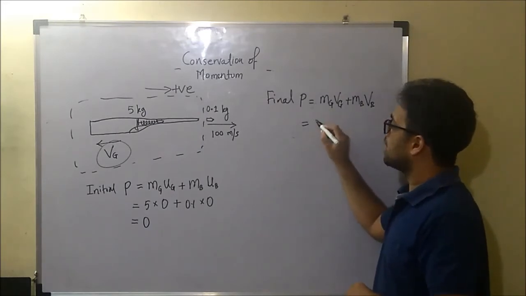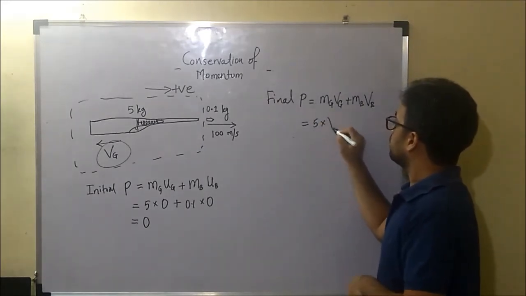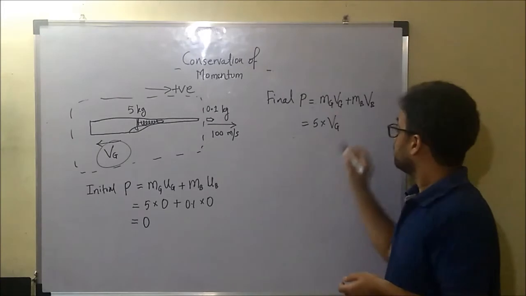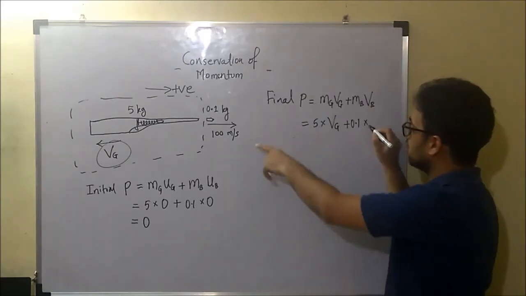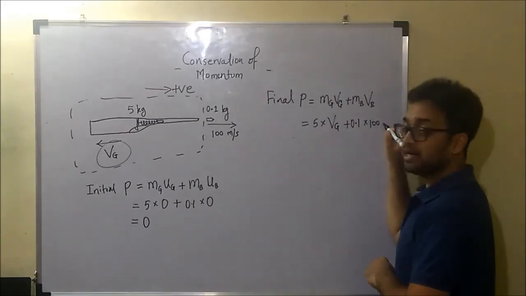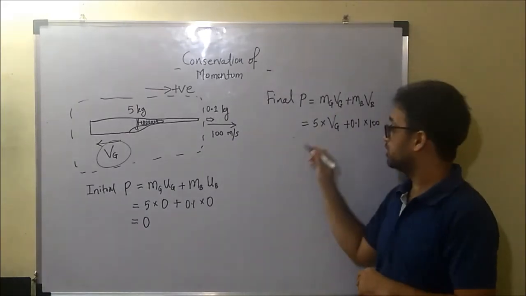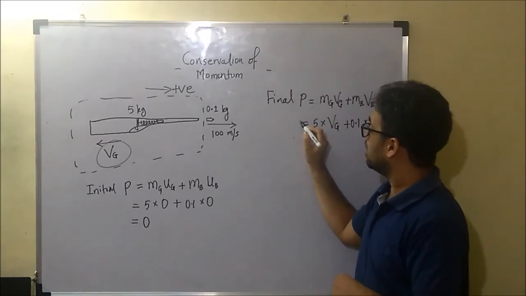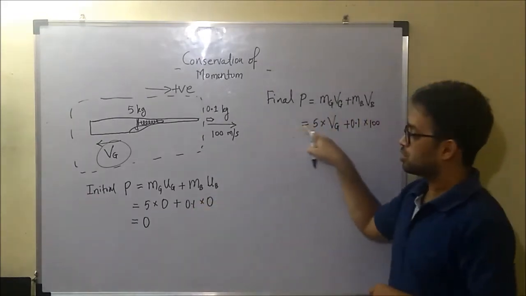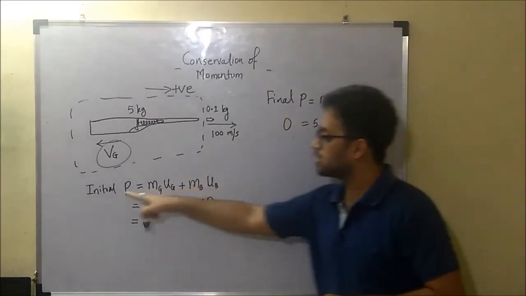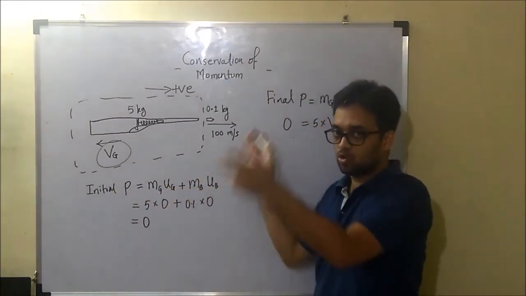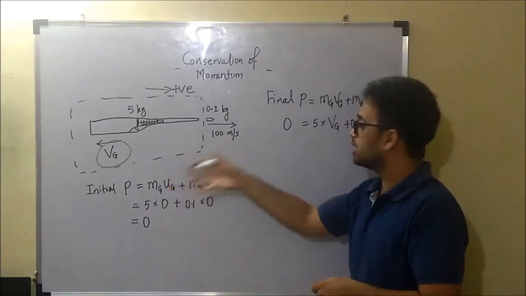So how much will it be? Mass of the gun is 5 kilogram times velocity of the gun, which is unknown, plus mass of the bullet is 0.1 kilogram times velocity of the bullet, which is 100 meters per second, and it is rightward, so I'll keep it positive. Now I'll equate this final P to our initial P. What is initial P? It is 0, so I'll just put 0 here. So final P is equal to initial P. We proved that there is no external force, so these two have to be equivalent.